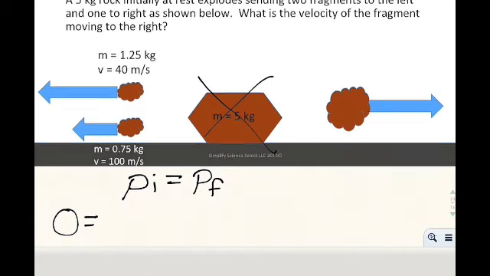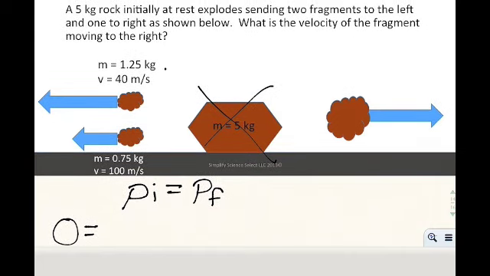So now I want to look at all the pieces. And I'm going to define left as being negative, and I want to define right as positive. That only matters in terms of the velocity. So now let's go ahead and take a look at what we've got.